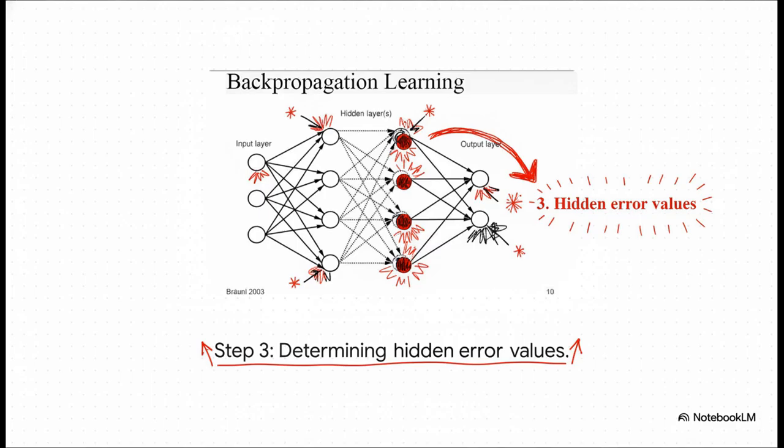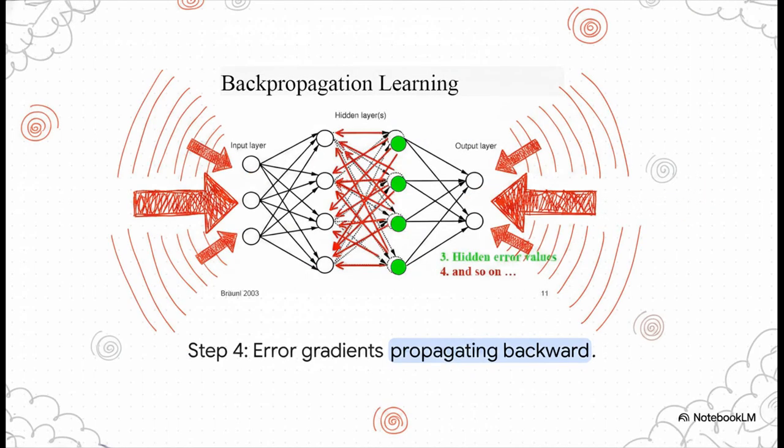Notice how the nodes in the hidden layer are highlighted? The network determines the hidden error values. Essentially, the hidden layer inherits the responsibility for the mistake that was made at the output. And this builds into a massive chain reaction. Look at those error gradients propagating backward through the entire network. As the error flows in reverse, the network physically adjusts those connection weights we talked about earlier. If a specific connection contributed heavily to a wrong answer, its weight gets tweaked so it won't make that exact same mistake the next time around.